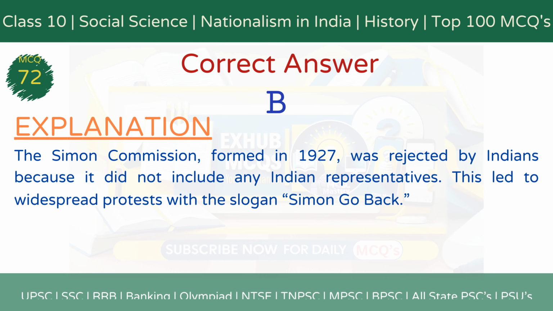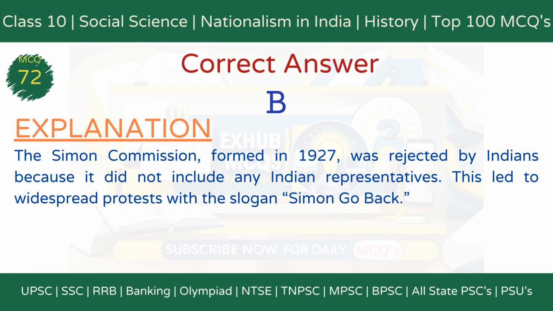The correct answer is option B, it had no Indian members. Explanation. The Simon Commission, formed in 1927, was rejected by Indians because it did not include any Indian representatives. This led to widespread protests with the slogan, "Simon Go Back."